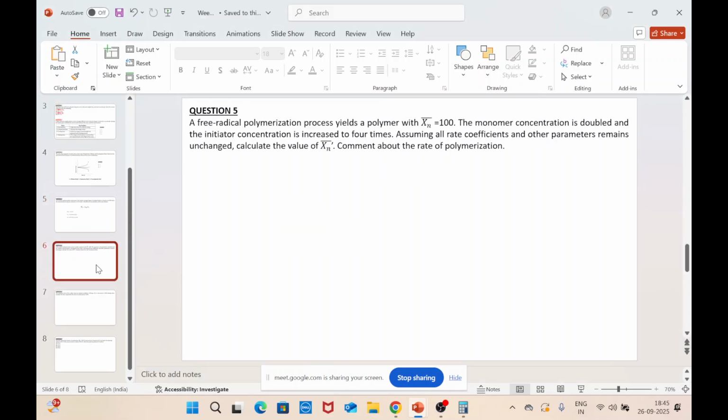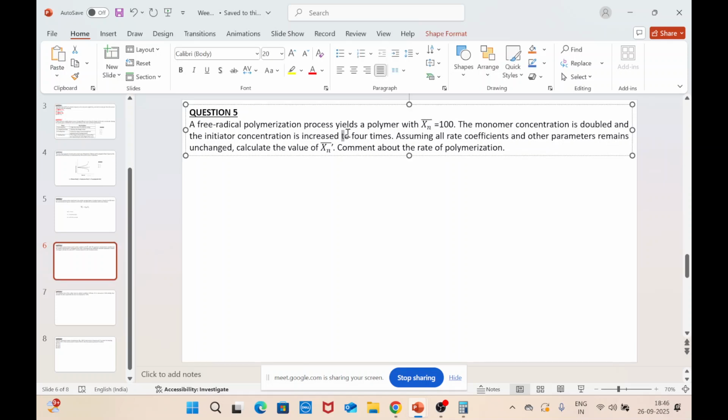The next question is also something very similar. However, previously we saw anionic polymerization. Here we are going to see free radical polymerization. Let me read out the question. A free radical polymerization process yields a polymer with the number average degree of polymerization as 100. Monomer concentration is going to be doubled and the initiator concentration is increased by 4 times.